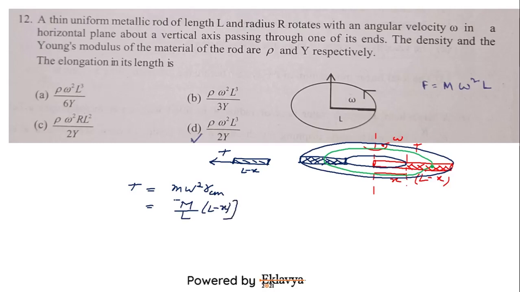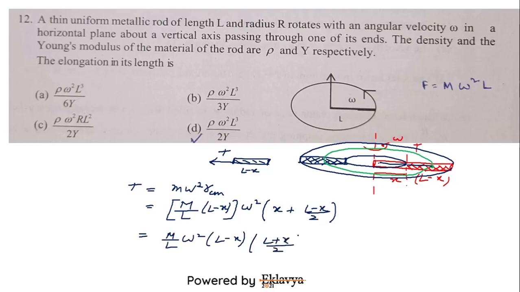This entire thing becomes the mass of the element into omega square into radius. So radius will be written as x plus (L minus x) by 2. Have a look at this: this length plus half of this length. So x plus (L minus x) by 2. So this will become m by L into omega square into (L minus x) into (L plus x) by 2. So it becomes m omega square (L square minus x square) by 2L.